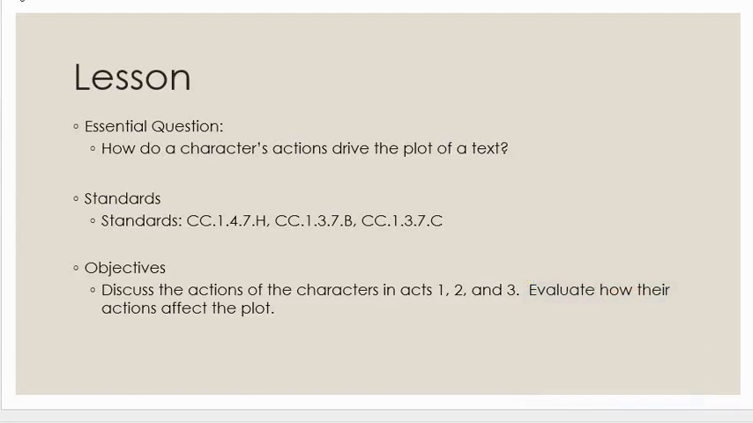The essential question for this lesson is, how do a character's actions drive the plot of a text? Your standards are aligned to discovering the actions of a plot and to digging deep and analyzing text. We're going to think about the characters and their actions in Acts 1, 2, and 3. I'm going to ask you to do that and evaluate how their actions affect the plot.